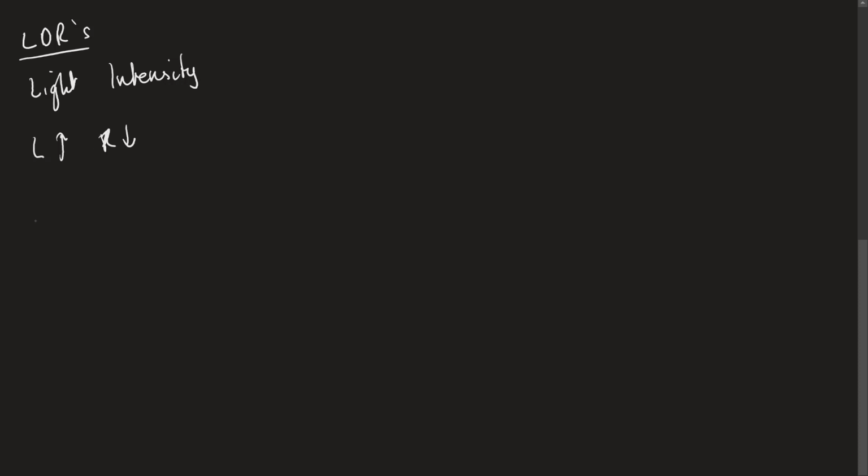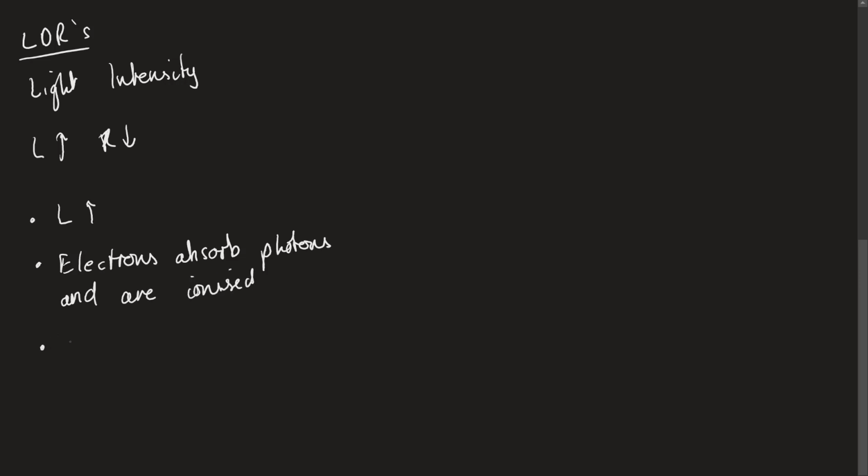So what happens is, if we increase the light intensity, the electrons absorb the photons and are emitted and are ionized. And this means we increase the amount of electrons in a circuit. Therefore, we have an increased current and then decreased resistance.